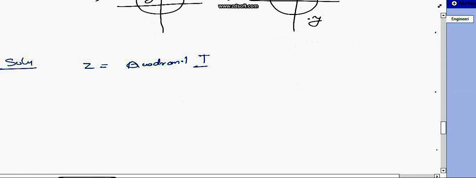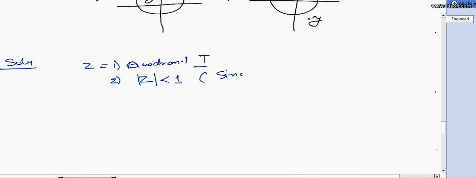You can see that in this question, Z is given in quadrant 1. This is the first thing. And second, the magnitude of Z is less than 1, since it lies inside the unit circle.